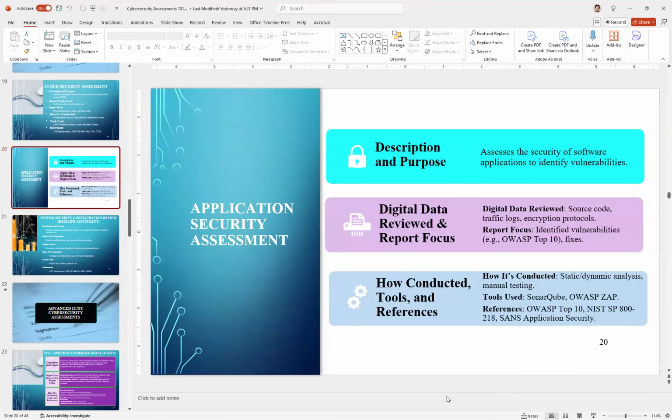Your application security assessment assesses the security of software applications to identify all vulnerabilities. Your digital data review includes source code, traffic logs, encryption protocols. Your report focus are identified vulnerabilities, for example, the OWASP Top 10 and any fixes. It is done by static, dynamic analysis and manual testing. SonarQube and OWASP ZAP are the tools that are typically used, and there might be others. Some of the references that I found were OWASP Top 10, NIST SP 800-218, and the SANS application security.